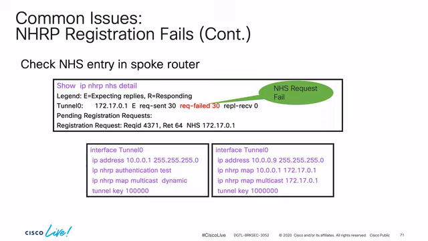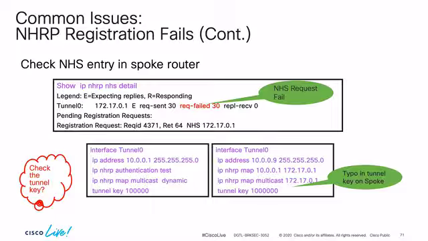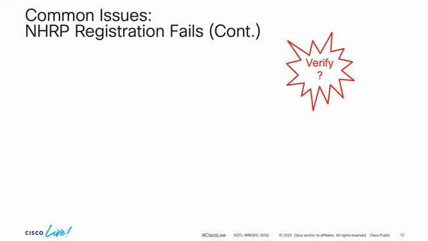So if we look at the tunnel key, we see that there seems to be a typo. We see an additional entry. So this is where it actually has a problem, because you need to ensure that if you have configured tunnel keys, it needs to be the same on both the hub and the spoke.